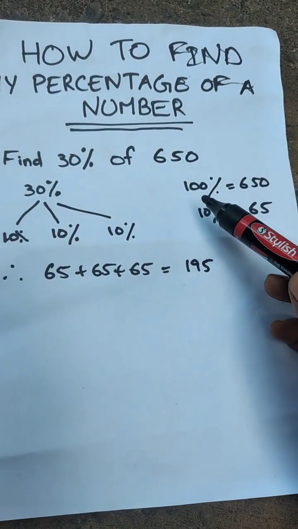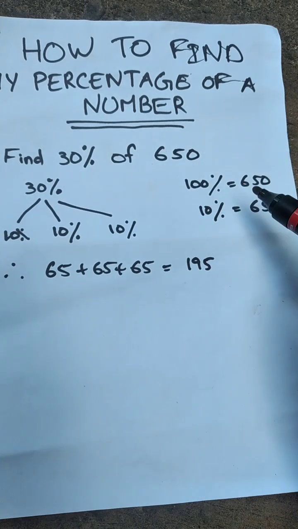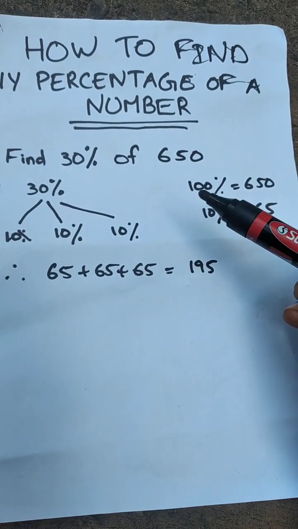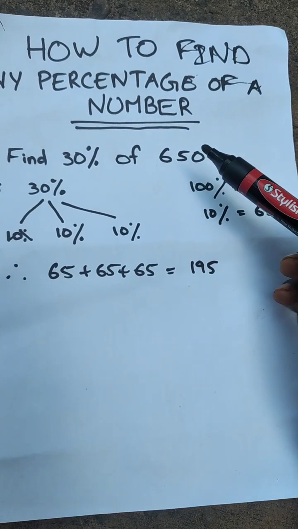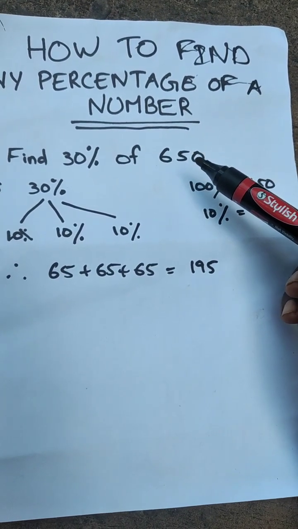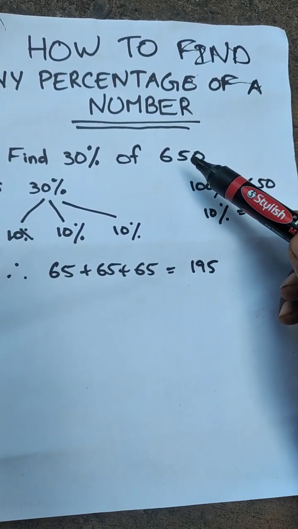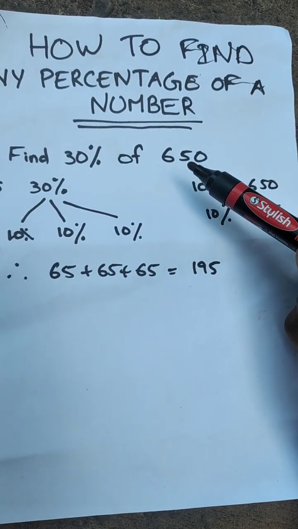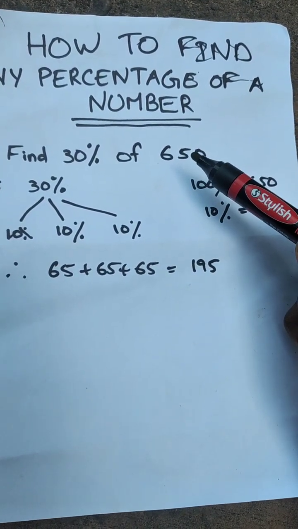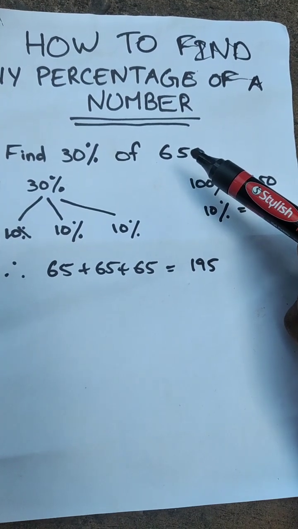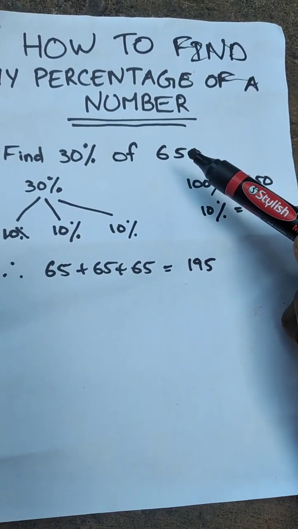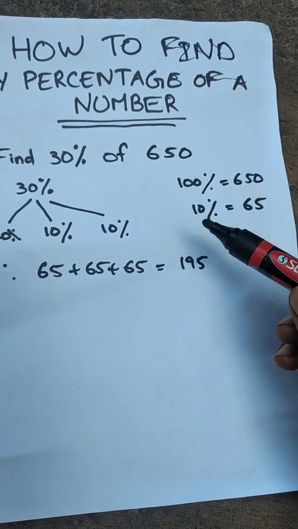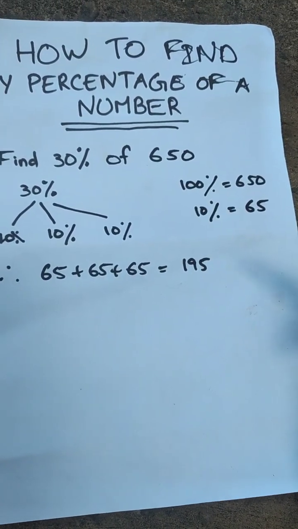So we all know that 100 percentage of a number is the same number, 650, and if we want to find the 10 percentage of a number, we put a decimal place from the left of that number. So 650, putting one decimal place before the last digit, we would get 65, and the 10 percentage of 650 would be 65.